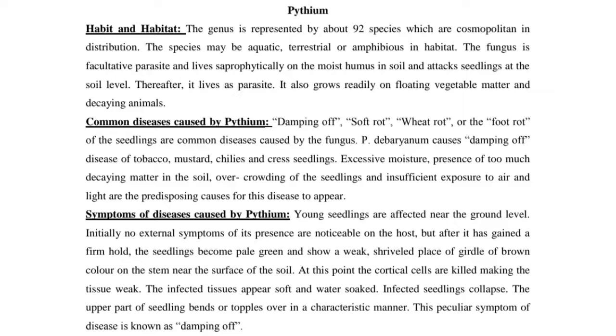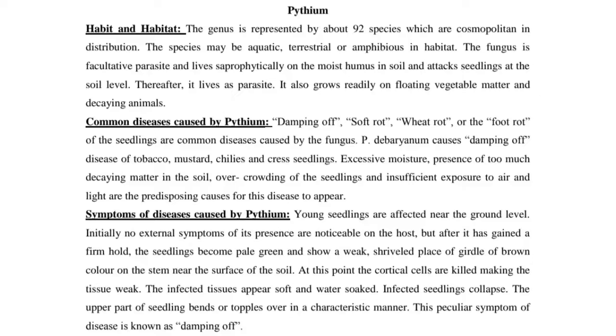Symptoms of diseases caused by Pythium. Young seedlings are affected near the ground level. Initially no external symptoms of its presence are noticeable on the host, but after it has gained a firm hold, the seedlings become pale green and show a weak, shriveled place or girdle of brown color on the stem near the surface of the soil. At this point the cortical cells are killed, making the tissue weak. The infected tissues appear soft and water-soaked.